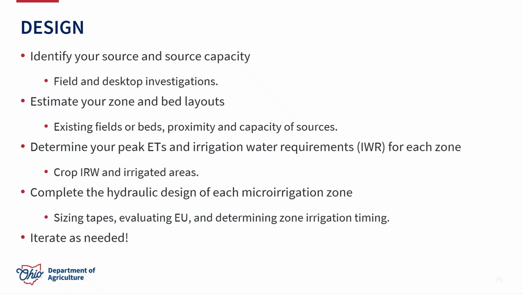From there, we can take all these values and go into the hydraulic design of each microirrigation zone, and that'll take into account the sizing of the tapes, evaluating our emission uniformity, and determining how long it is going to take for each zone to irrigate. And from there, as with any good design, you're going to need to iterate. And that's where these tools that Alyssa is going to discuss come into play. They give us the flexibility to change things around instead of needing to run all these calculations over and over and over. And we can really massage that design into something that works well for the producer and meets the conservation practice standard.